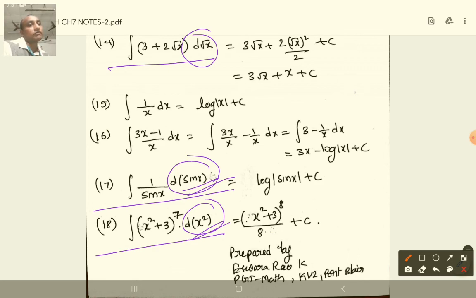So the next part will depend on methods of integration, and the first method is the substitution method, which I am going to explain in the next video, which is very important for the integration chapter. So the entire integration chapter will depend on the substitution method. So it is very useful and very tricky also.